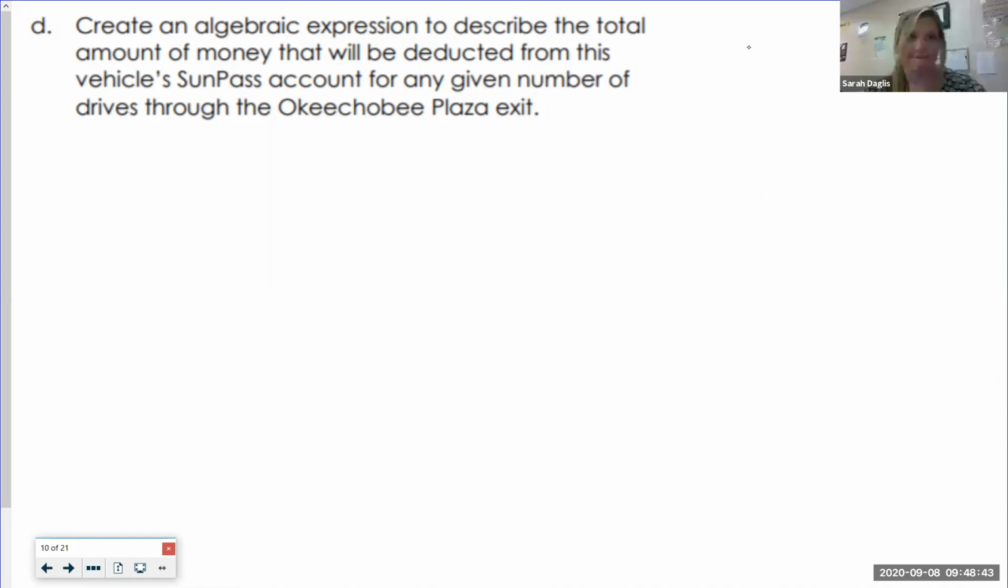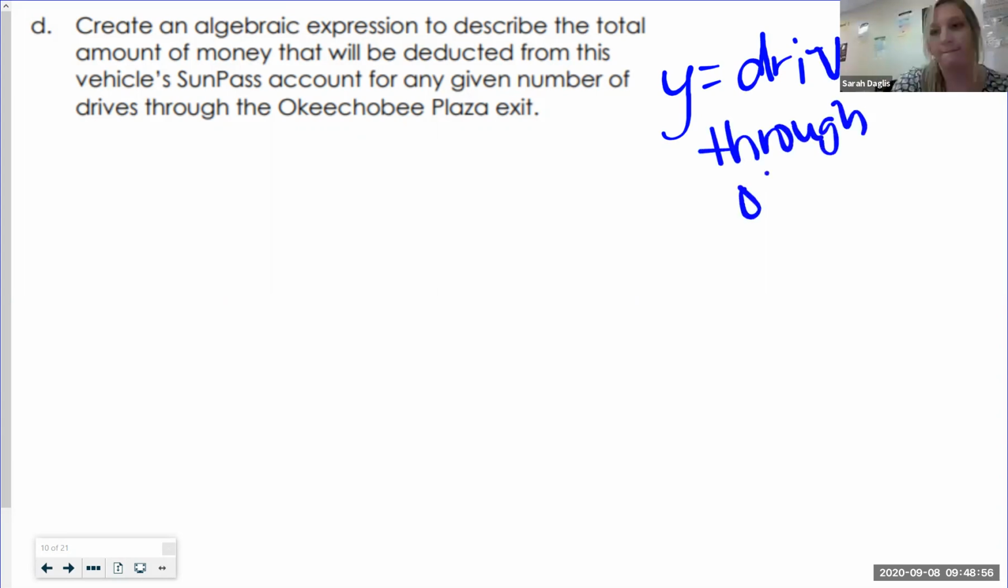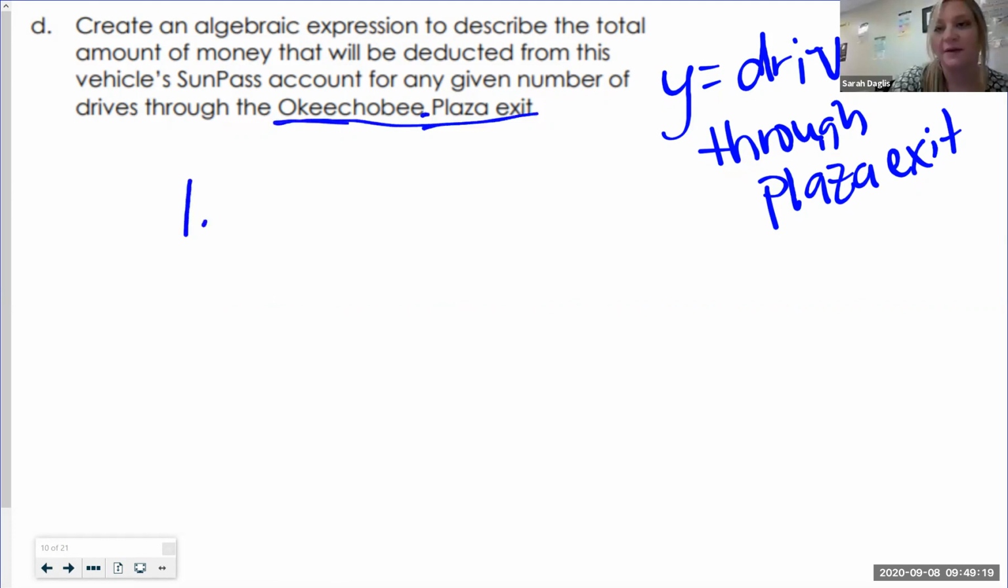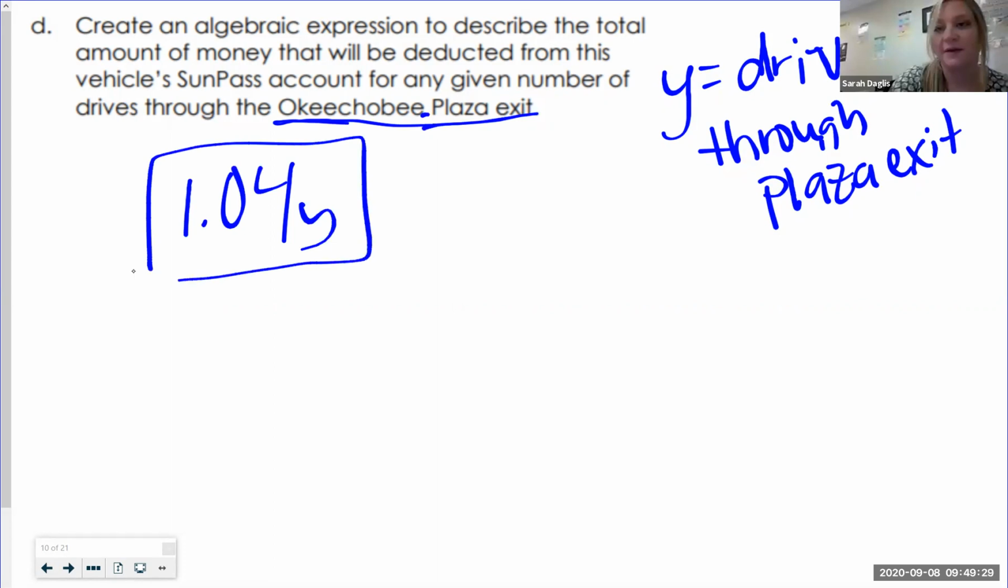So I'm going to do Y for this one. But this is going to be drive through. Oh gosh. I'm not going to write that word. Let's just say plaza exit. There we go. Okay. So we're doing a different variable because we might drive through the different toll booths different amounts of times. So I can't use the same variable. So this time, since we know we're using this exit, my toll is $1.04. And since it's any given number of drives, again, that's where my variable comes from, we're going to use Y for that one.